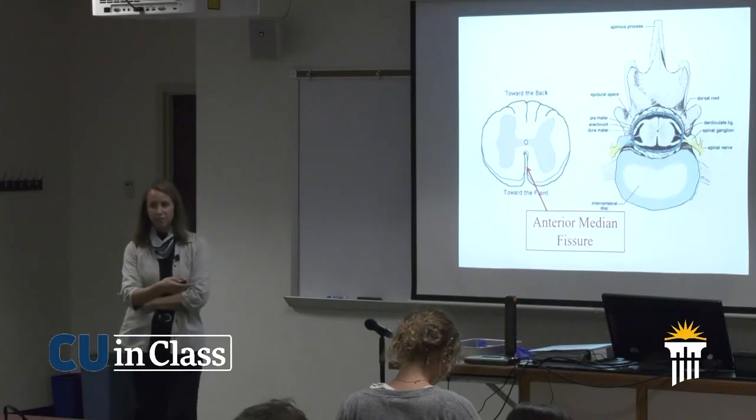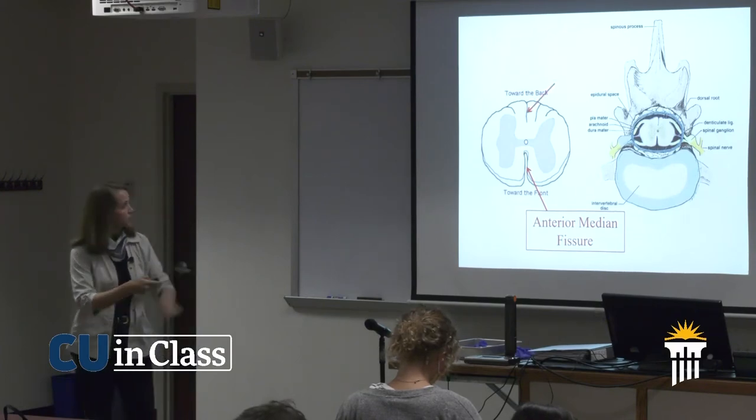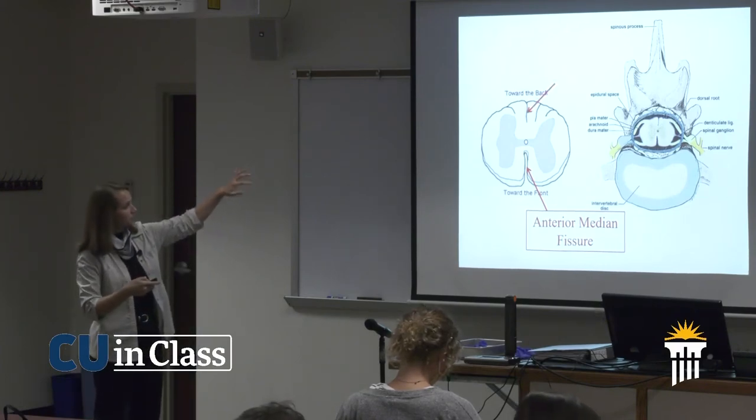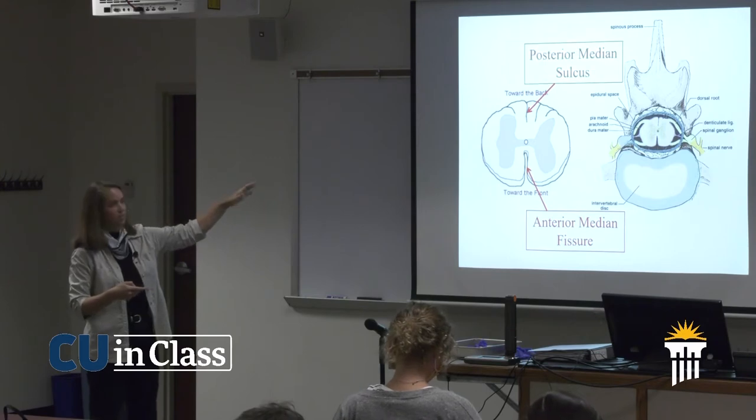Okay, so here's another cross-sectional picture. A few more vocab terms. You have the front of the spinal cord. And notice how at the front of the spinal cord, there's a gap, this fissure, it's a deep fissure. And it's in the middle, so it's an anterior median fissure. As opposed to the back, there's a deep divide, but it's not as deep, it's a sulcus.